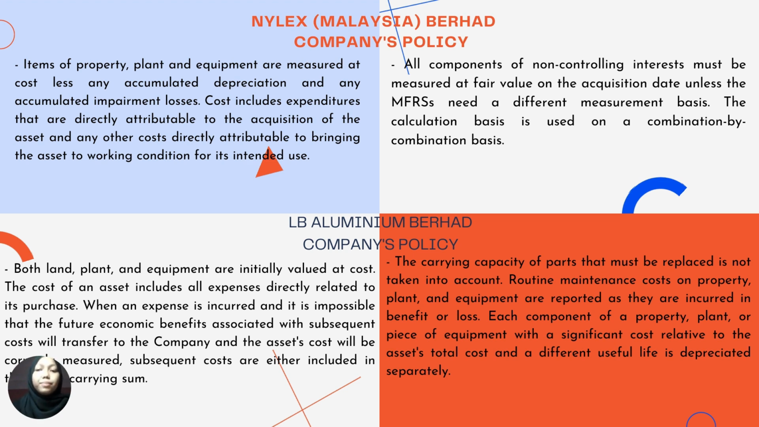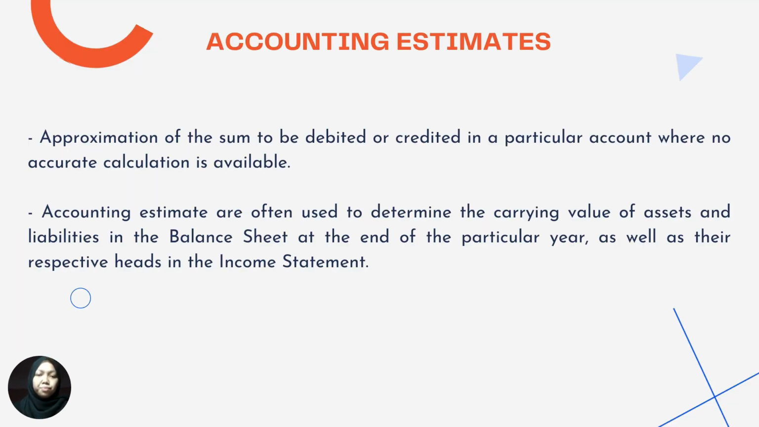Next, the carrying amount of parts that are replaced is derecognised. Routine maintenance costs on property, plant, and equipment are reported as incurred in profit or loss. Each component of a property, plant, and equipment item with a significant cost relative to the asset's total cost and a different useful life is depreciated separately.